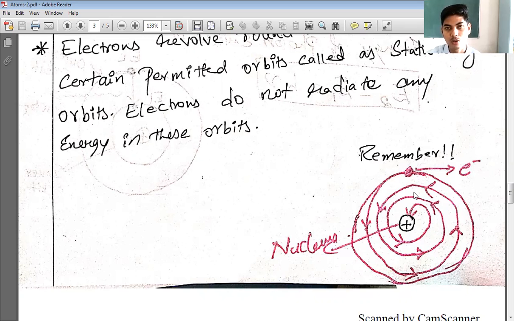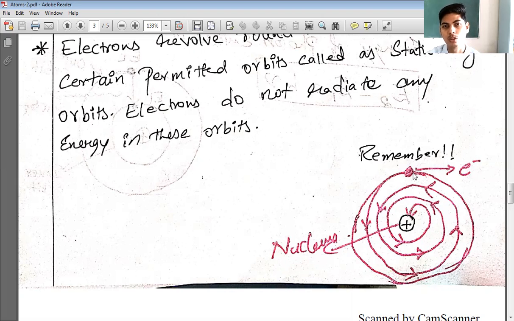If it is revolving around the nucleus, it must be acted upon by centripetal force. A particle needs centripetal force to move in a circular path. We know centripetal force for the electron to revolve around the nucleus is provided by the electrostatic force between the nucleus and the electron. So if centripetal force is acting on the electron, the electron also has centripetal acceleration.